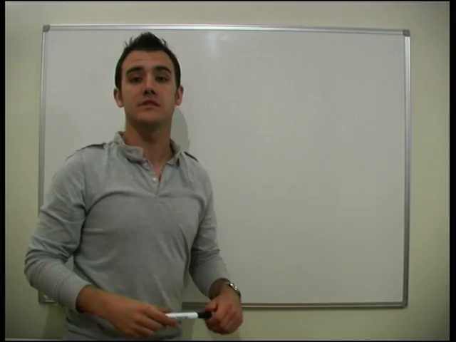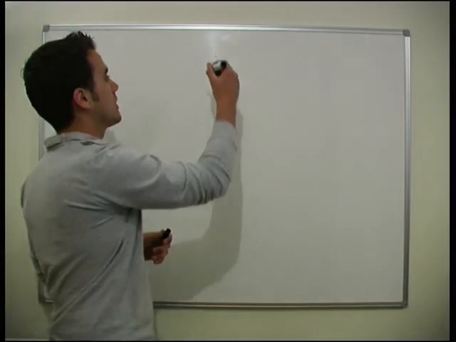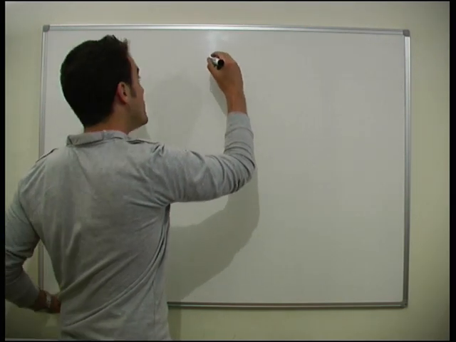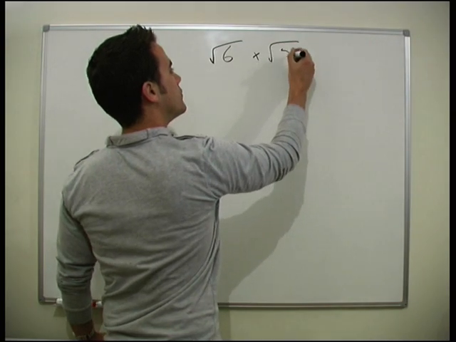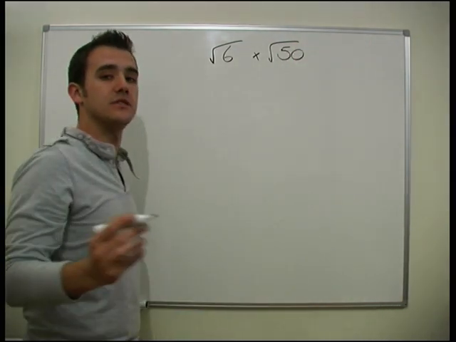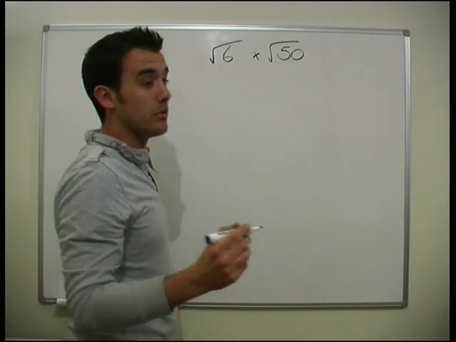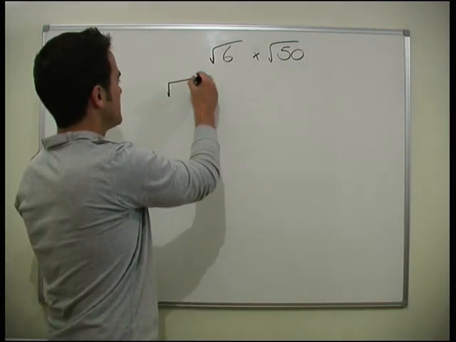Okay, so now let's do a practice question on surds. We're going to look at simplifying root 6 times root 50. So we want to get that in its simplest form. Let's deal with both of them separately. So first off, root 6.